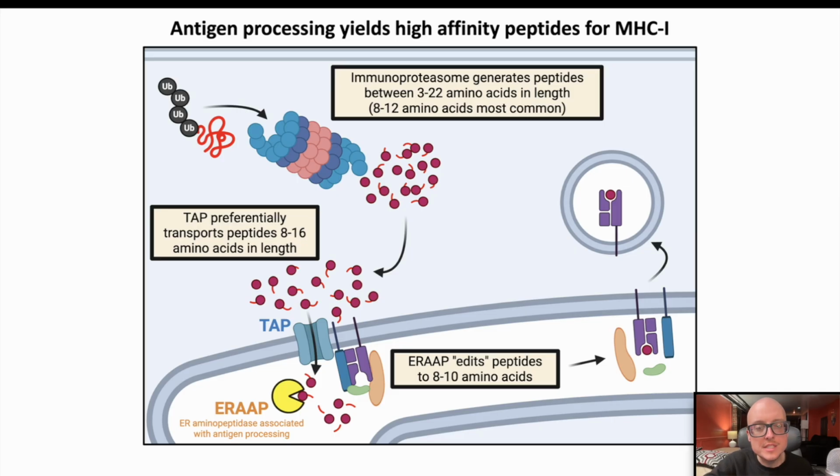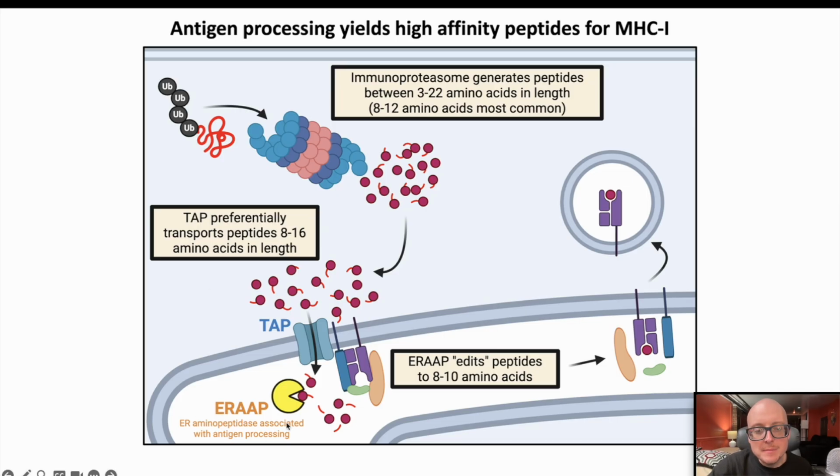So a couple of selection processes happen. One is that TAP itself is actually selective only for peptides that are in the 8 to 16 amino acid length. So what this means is that TAP actually excludes peptides that are too short and leaves them in the cytoplasm where they can eventually be degraded and recycled. And it also excludes those peptides which are way too long, between 16 and 22 amino acids.